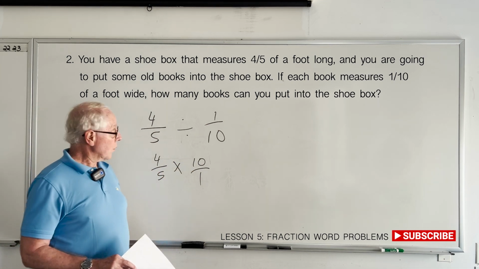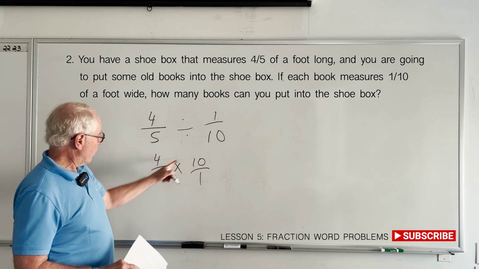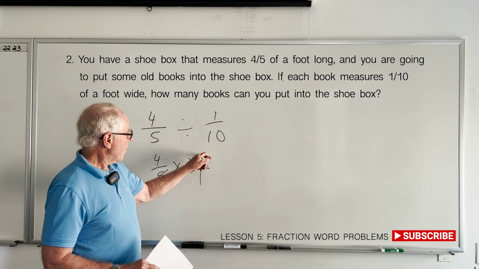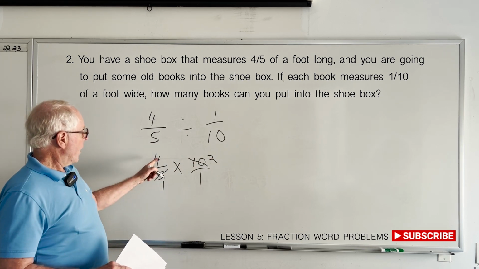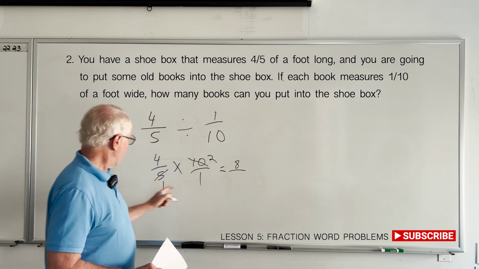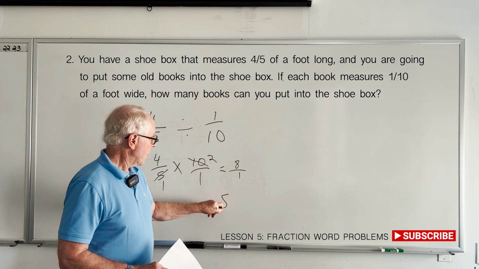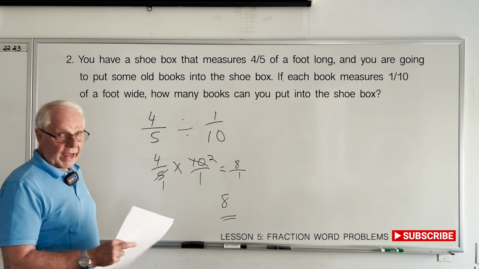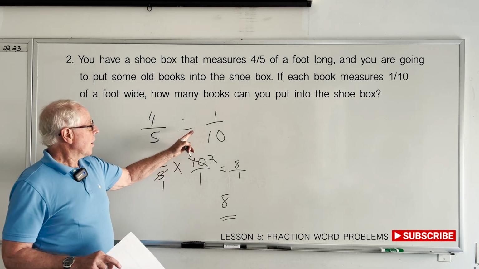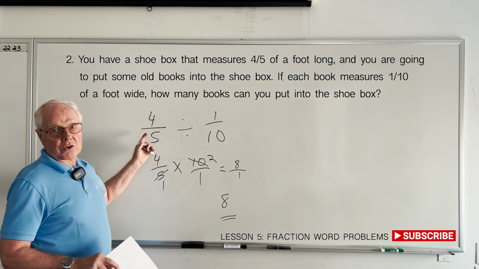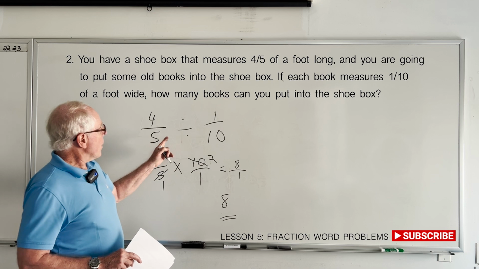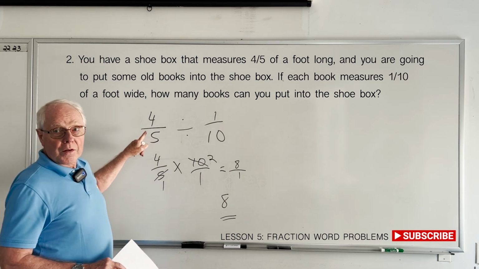And here we get a little break with the canceling because we see 5 goes into both of these numbers. 5 goes into 5 once, 5 goes into 10 twice, and now we have 4 times 2 is 8, 1 times 1 is 1, and our answer is 8. There'll be 8 of these books, each of which is 1/10 of a foot wide, that will fit into that box, which is 4/5.